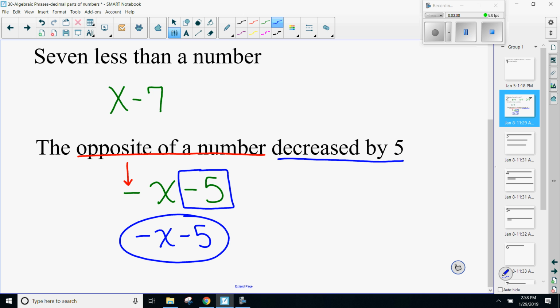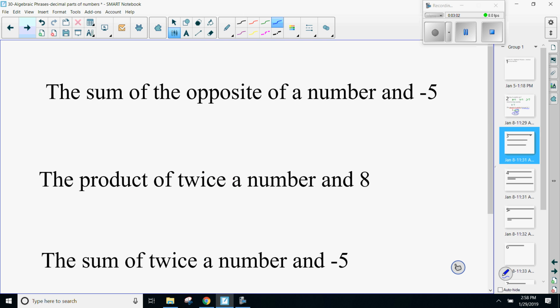Question on any one of those? So the next one, the sum of the opposite of a number and negative 5. Close. Read it again. You're okay with showing it as minus 5.